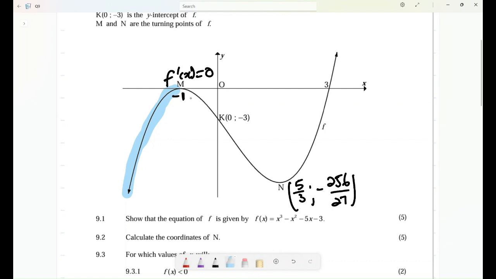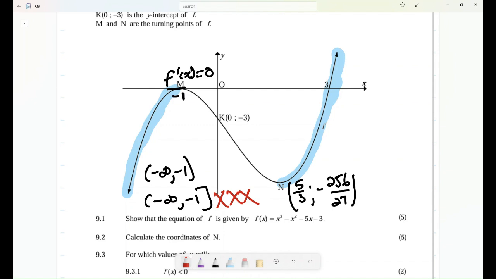Then in this portion, it is decreasing. But from here to that point, it is increasing. But take note, at that point it is not increasing or decreasing, it is stationary. So one might say from negative infinity to negative 1, but you do not include negative 1. Why? Because it is not increasing. The memo likes to say negative infinity to negative 1 with a bracket. No, this is absolutely wrong.